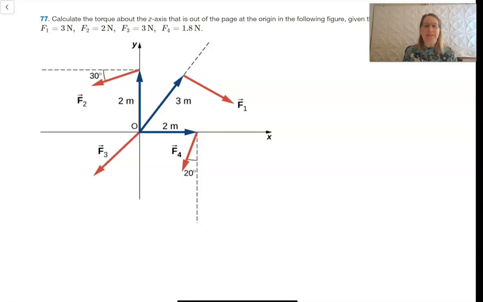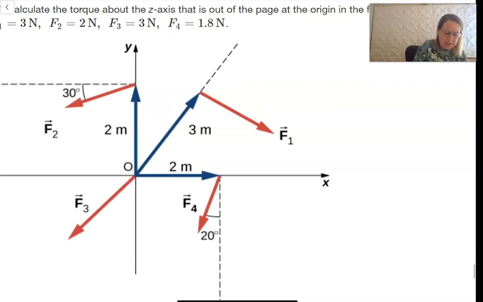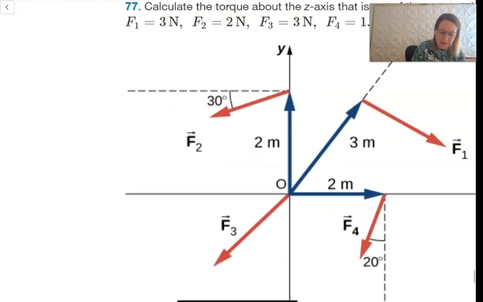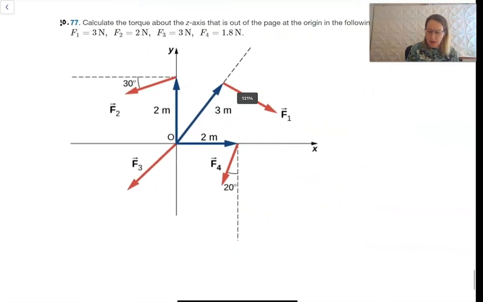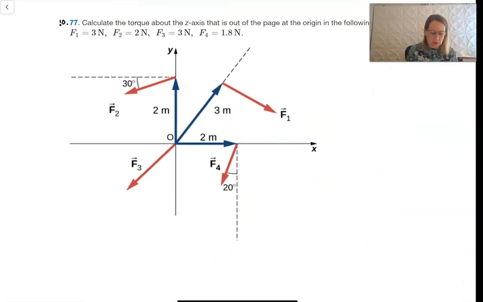Let's get a little practice with calculating torques. This is problem number 10.77. What we're going to do is look at the torques for each of these forces.